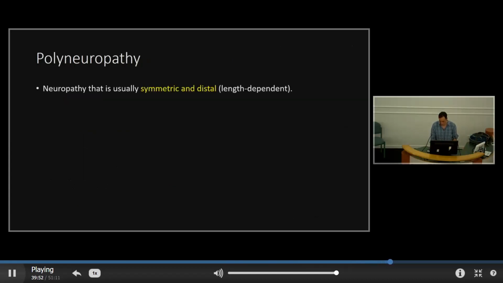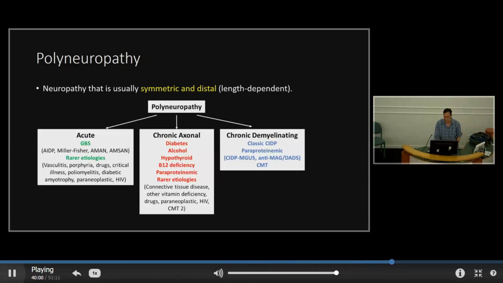Okay, so the third kind of neuropathy is the polyneuropathy, symmetric distal length dependent. This is the one that most people learn about, I suspect, because it's very common. So I divide these into acute pathologies, Guillain-Barré syndrome in particular, which is an umbrella term itself for a number of variants, AIDP, Miller-Fisher, AMAN, AMSAN. We don't need to go over those, but just know that Guillain-Barré is an umbrella term with many variants of its own. And there are other rare etiologies. So if someone gets a polyneuropathy, which is a generalized symmetric neuropathy, and it's coming on quickly, like over hours or days, you go to that left box, not the right two.